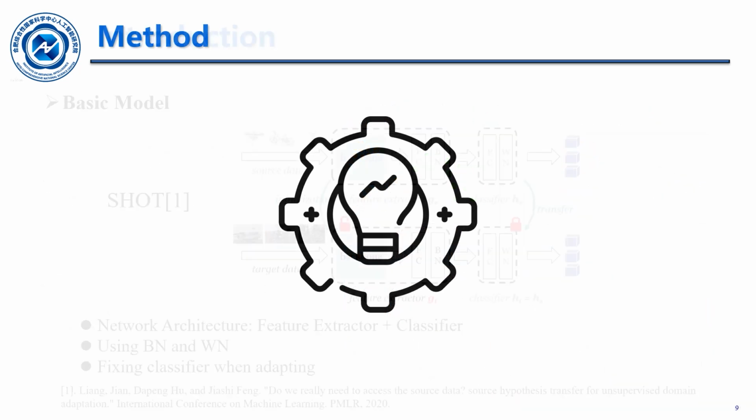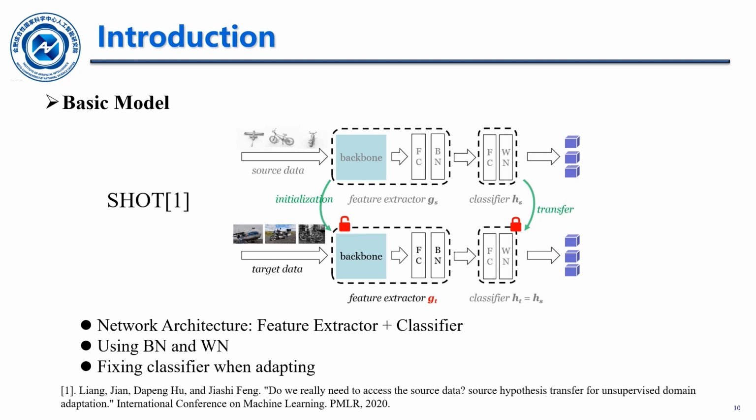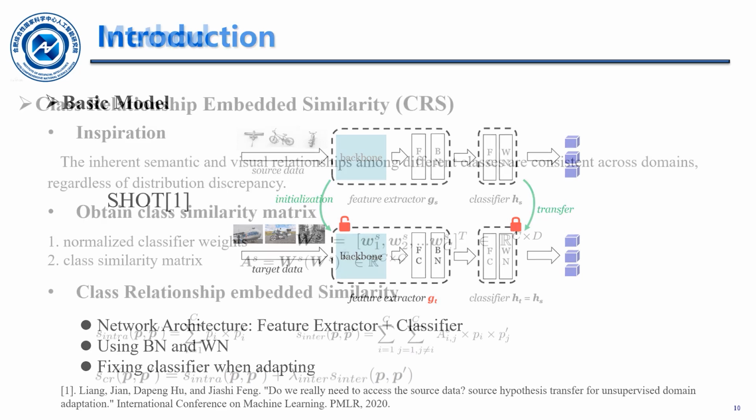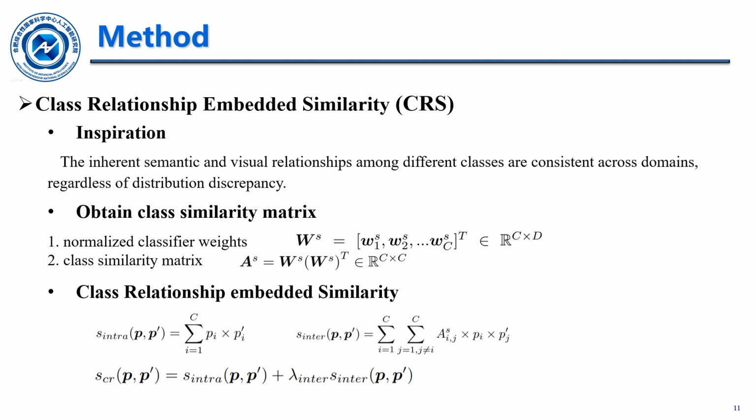Here we first introduce the basic model used in our paper. We follow SHOT where a new fully connected layer and batch normalization layer are appended in the backbone network. The classifier consists of a fully connected layer and a weight normalization layer. When the model is transferred to the target domain, the classifier is fixed. The inherent semantic and visual relationships among different classes are consistent across domains, regardless of distribution discrepancy. Inspired by this, we propose to explicitly transfer class similarities.